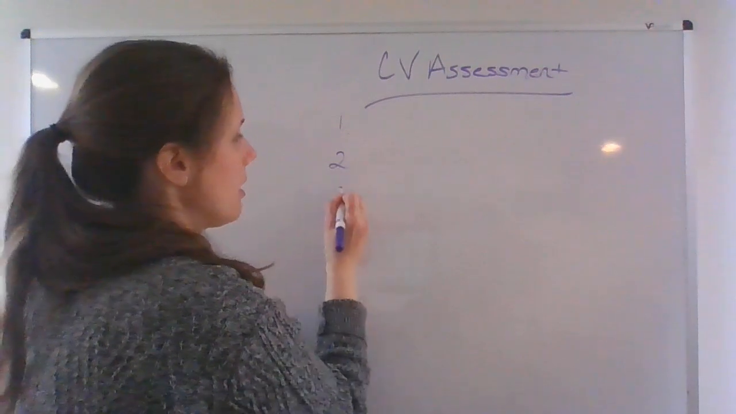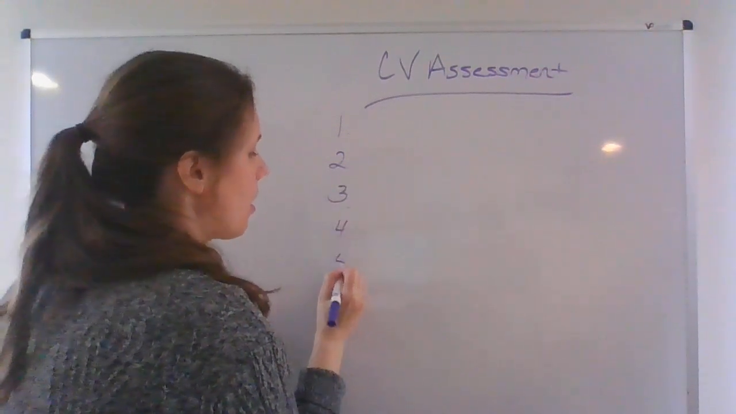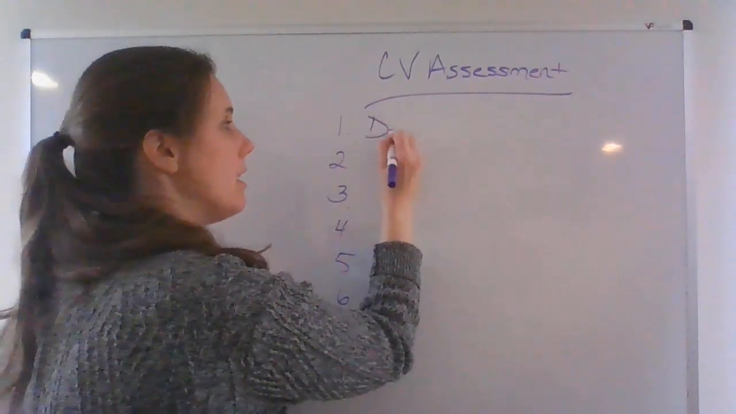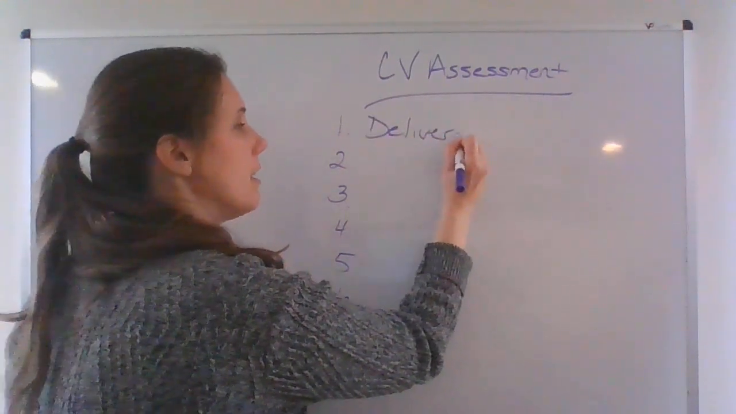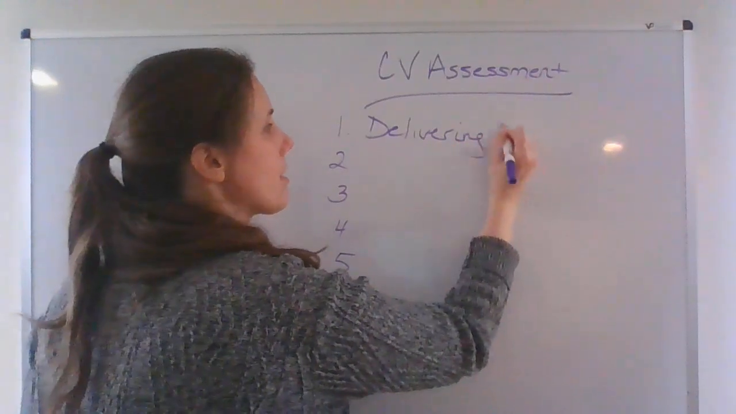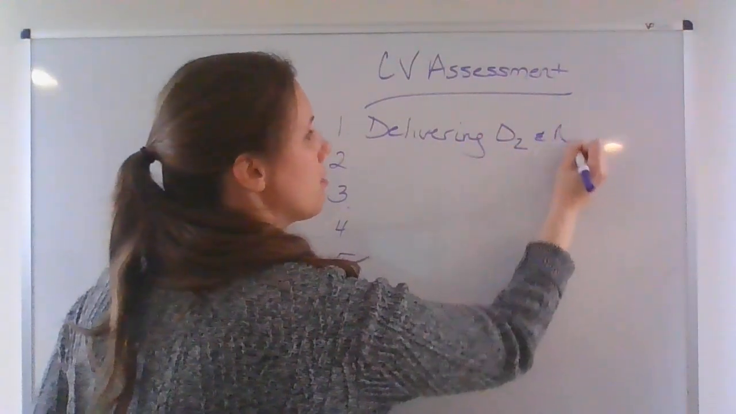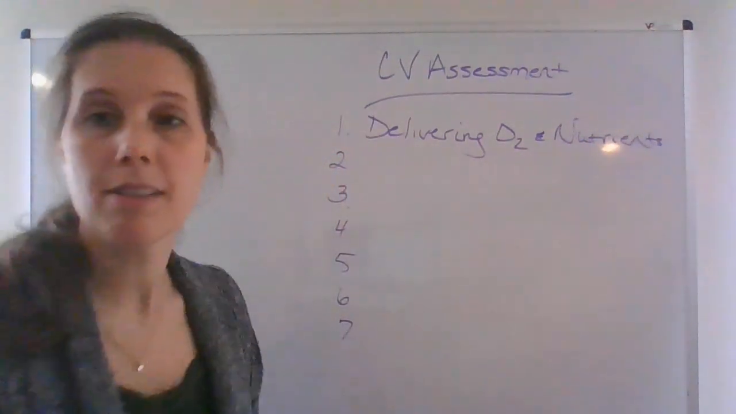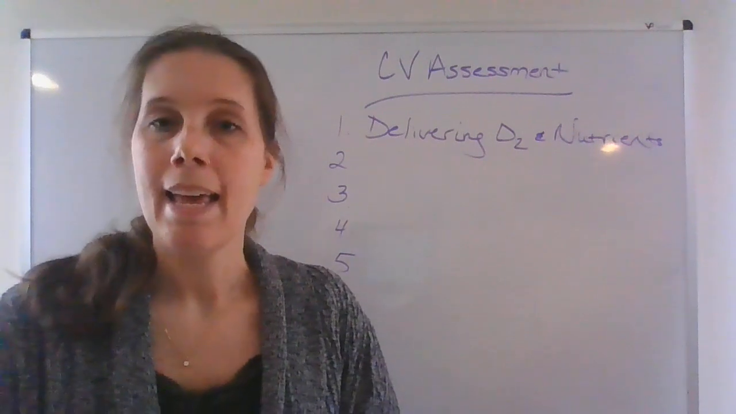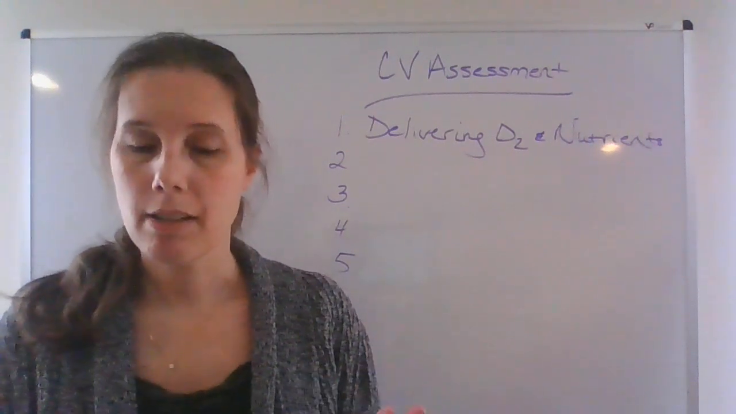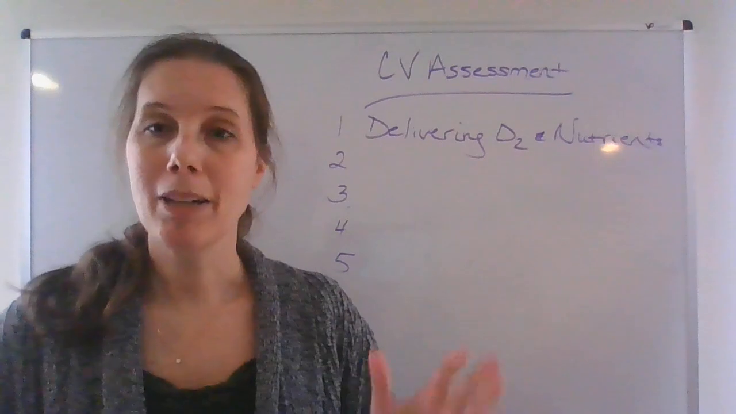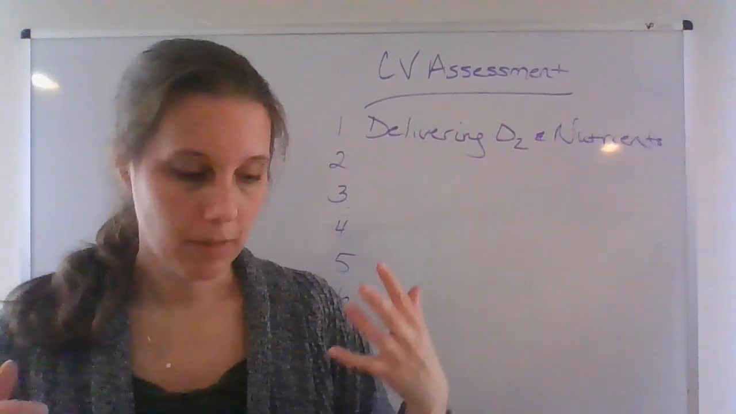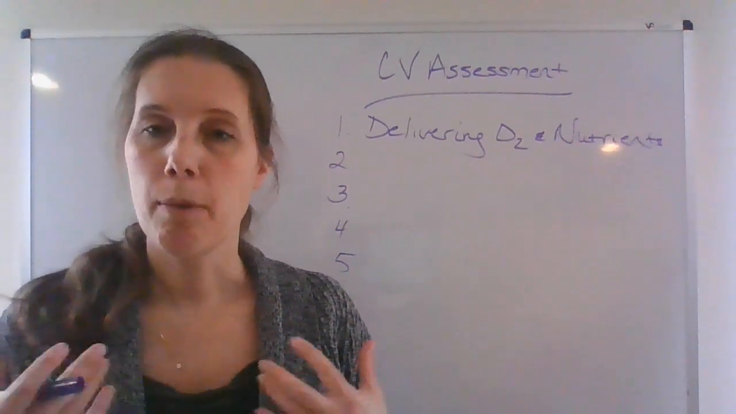So for cardiovascular assessment, we have 7 functions for why we're doing a cardiovascular assessment. Those are the things I really want to spend time talking about right now. The first one is delivering oxygen and nutrients to wherever your cardiovascular system is pumping out the blood. And I'm not talking necessarily about transport. I'm talking about delivering.